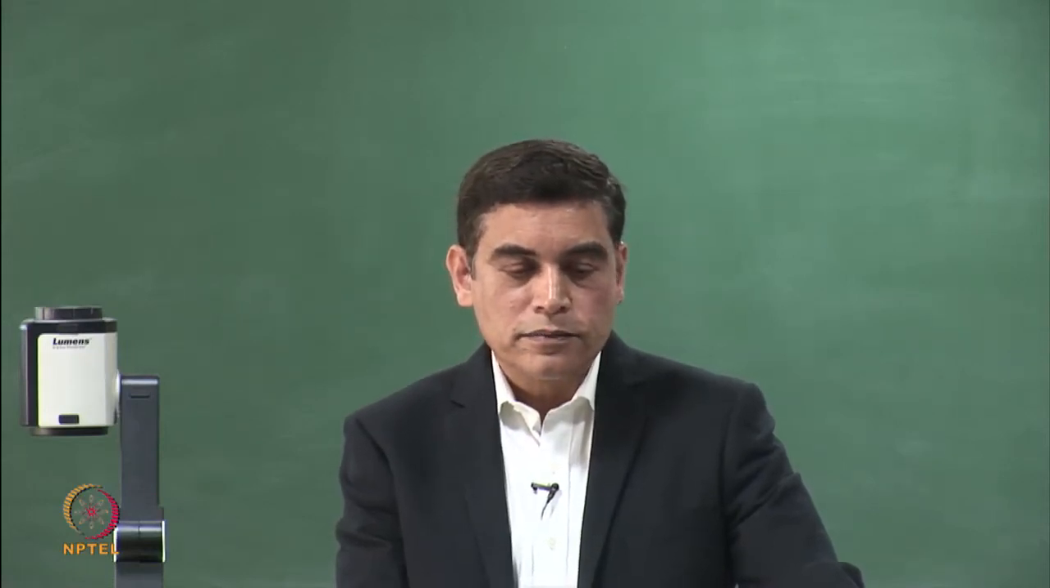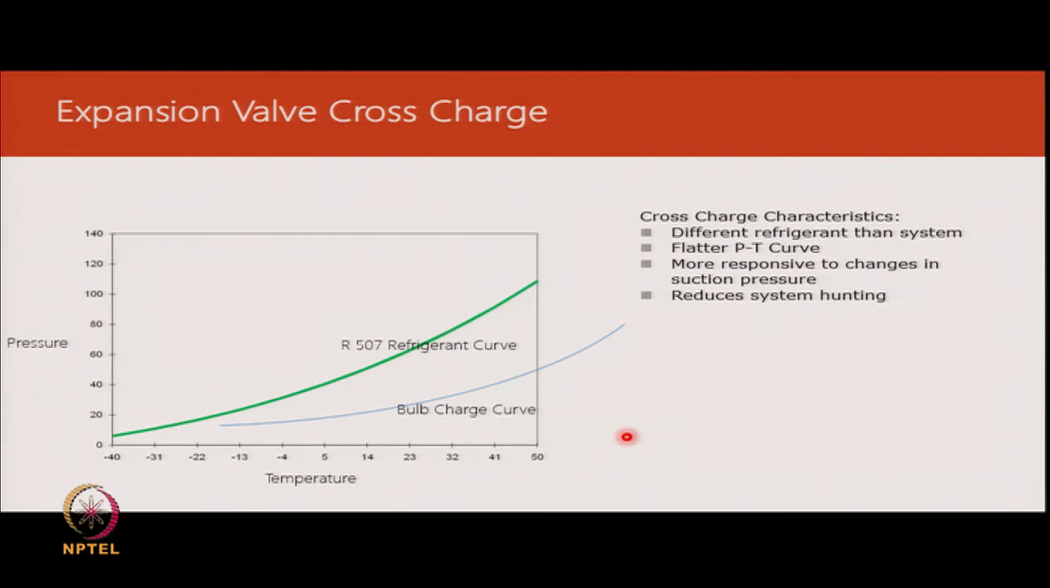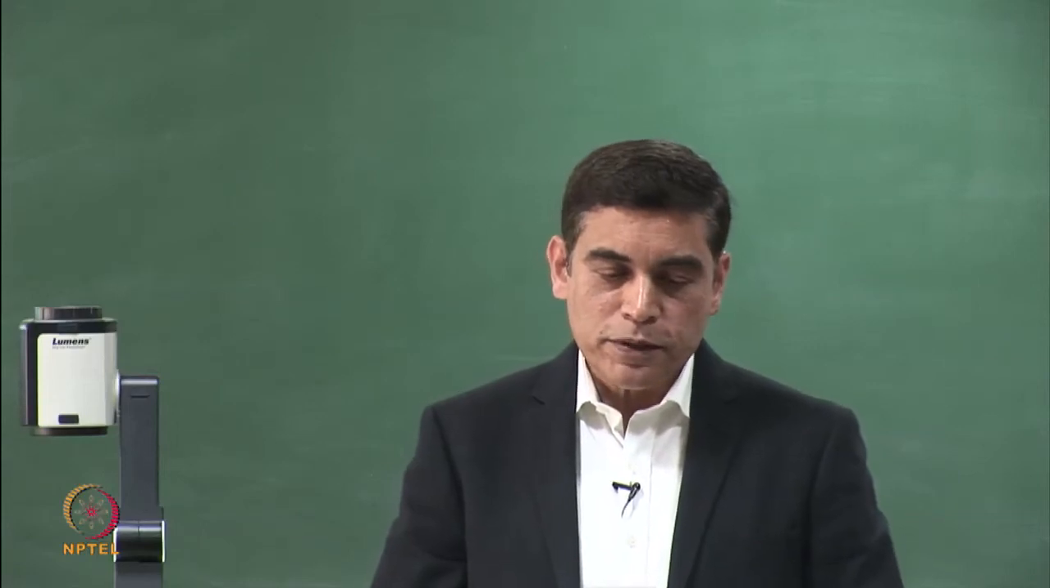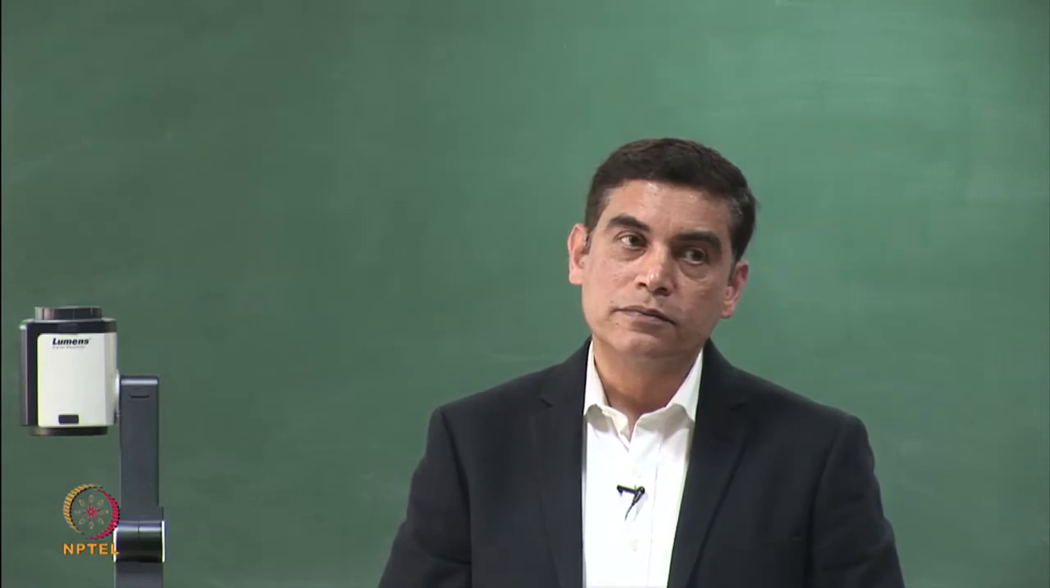Then we look at cross charge. An expansion valve has a substance in the bulb which is different, and what it really means is that the pressure temperature curve can be made flatter, so that it is more responsive to changes in suction pressure, and it reduces hunting of the system.